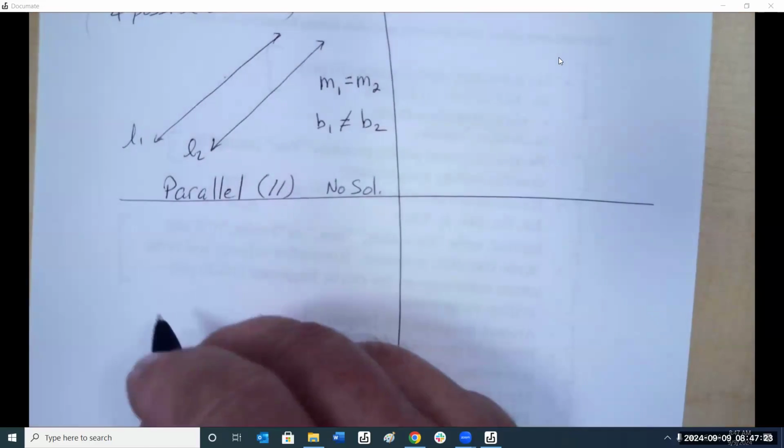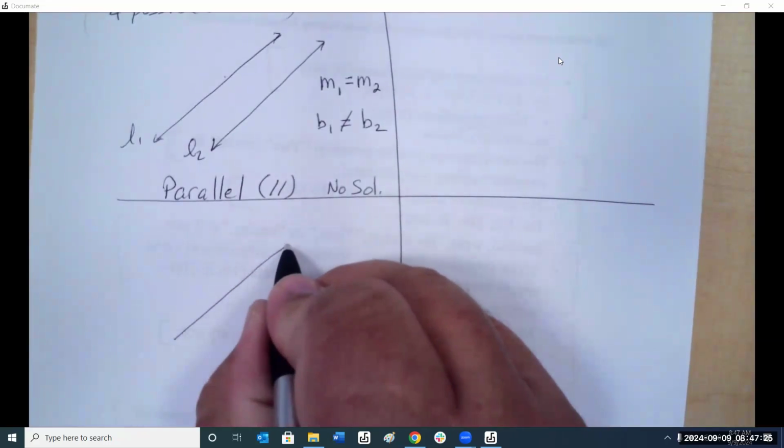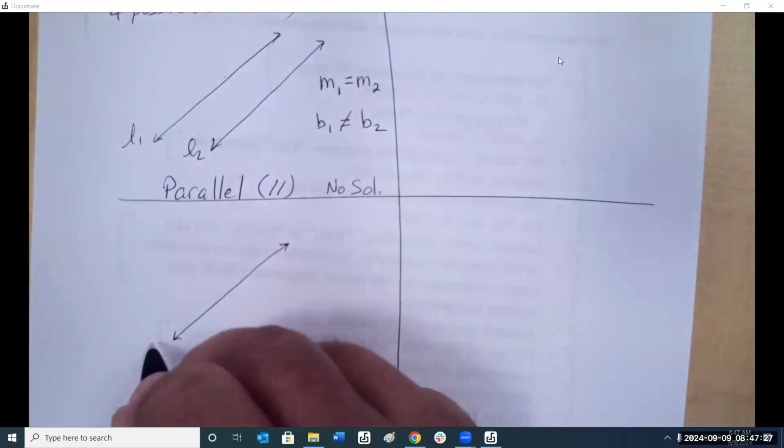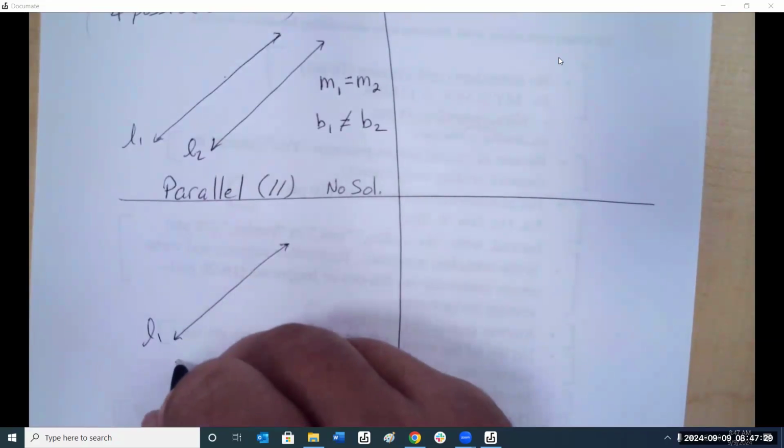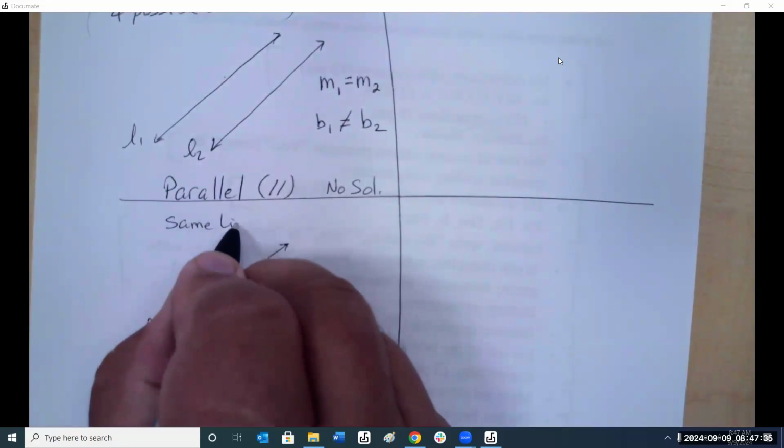Well, as opposed to this is line 1, this is line 2. If they're the same line, again, don't try to look through your sheets to find what I'm doing. It'd be easier if you just listen and then look at those later. So what do we know if it's the same line?